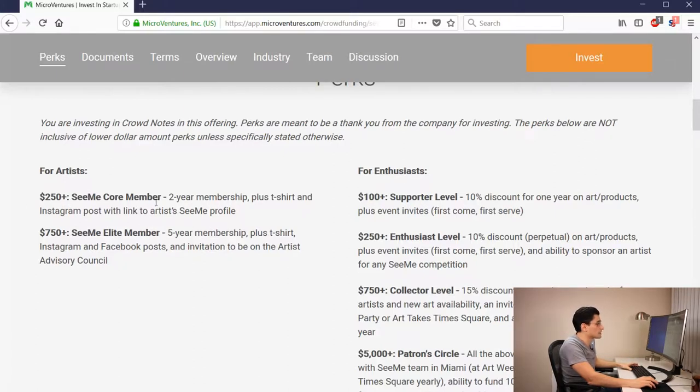For $250, they get a two-year membership, a t-shirt, and an Instagram post. For enthusiasts, you can pay $100 to get a 10% discount on art, so you still have to pay pretty much full price. $250, you get a perpetual 10% discount. I guess they're not valuing the art that high, right? Because if $250 can buy your perpetual 10% discount, I mean, if they're selling multi-million dollar pieces, that's not really congruent with that. So I don't think they're expecting too high a price on these things. I mean, try to get Amazon to discount everything by 10% for $250.